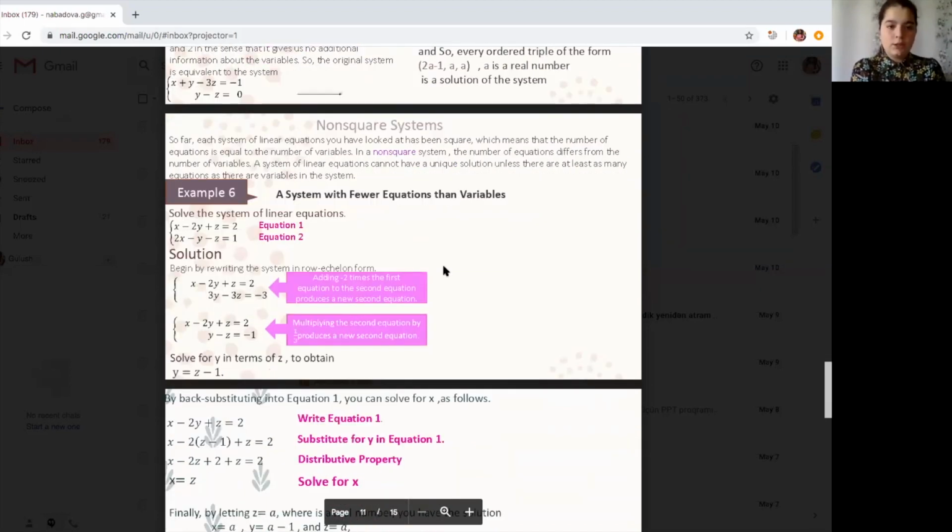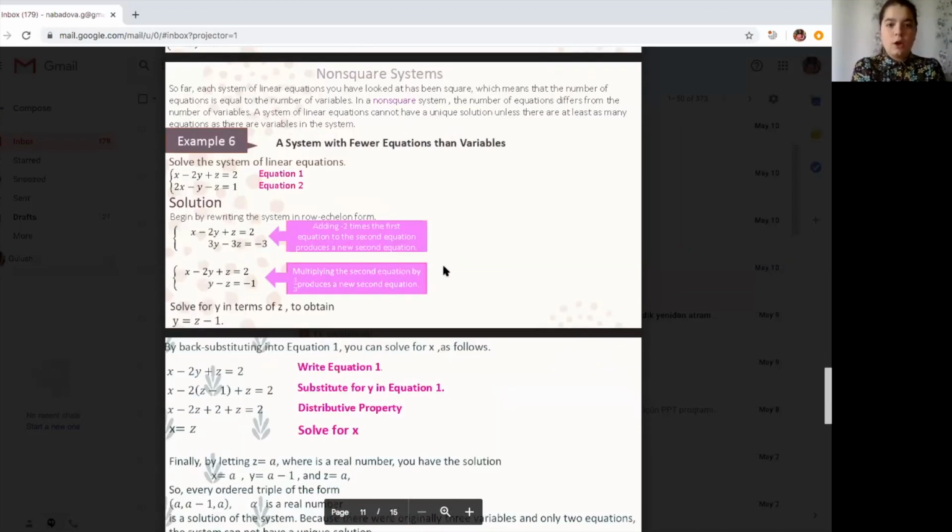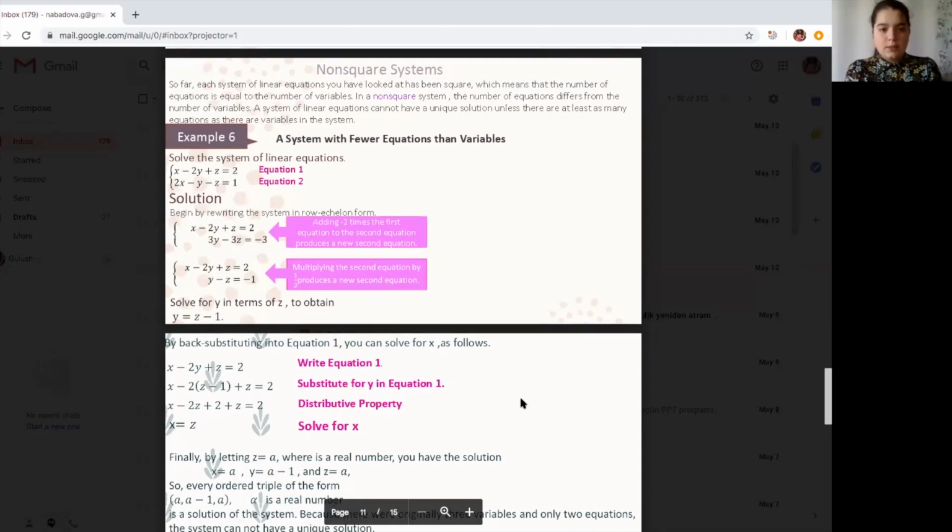For each system of linear equations you have looked at, square means that the number of equations is equal to the number of variables. In nonsquare systems, the number of equations is different from the number of variables. A system of linear equations cannot have a unique solution unless there are at least as many equations as there are variables in the system. And another example: a system with fewer equations than variables.